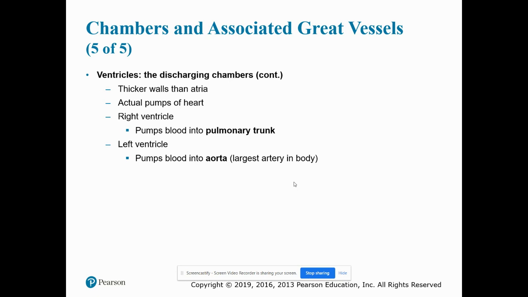Ventricles, discharging chambers continued, so the walls are going to be thicker than the atria. They are the actual pumps of the heart. The right ventricle is going to pump blood into the pulmonary trunk. The left ventricle is going to pump blood into the aorta, and the aorta is the largest artery in the body.